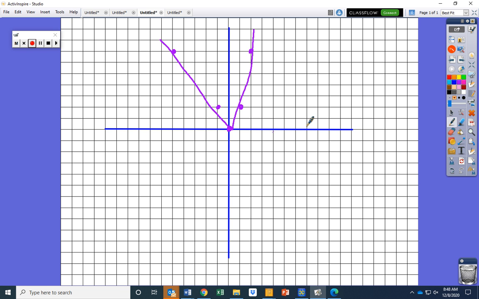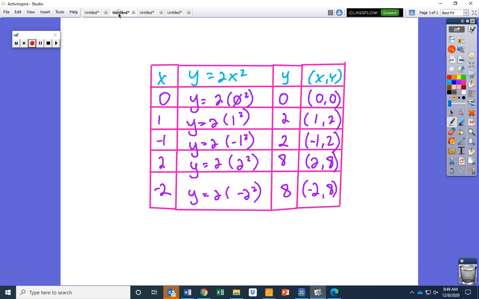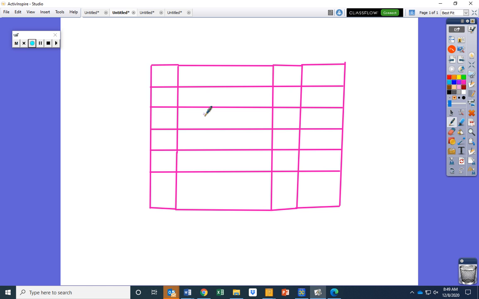Okay, let's say I've got, in my table, let's do x squared minus 3, okay? So I have my x value, I have y equals x squared minus 3, and then I have my y values. What do we want to start with? 0. Let's start with 0. Okay. So y equals 0 squared minus 3. What's 0 squared? And 0 minus 3? 3.